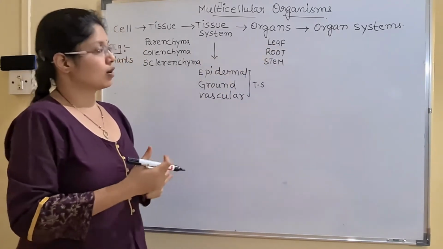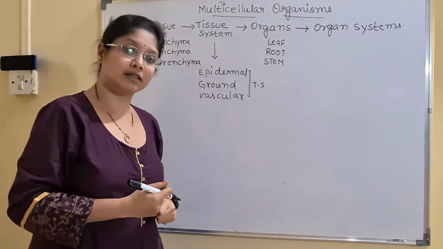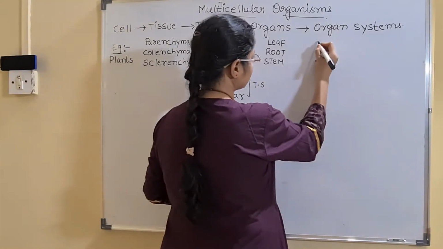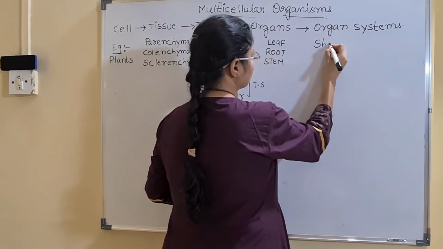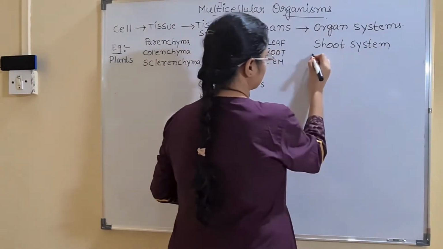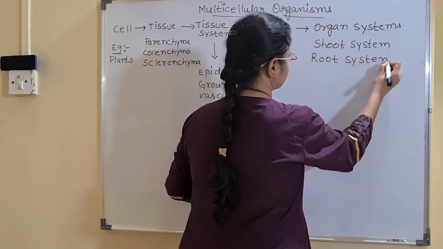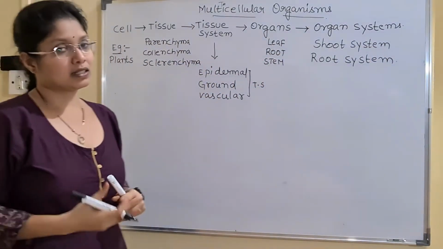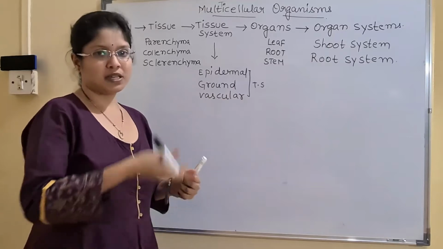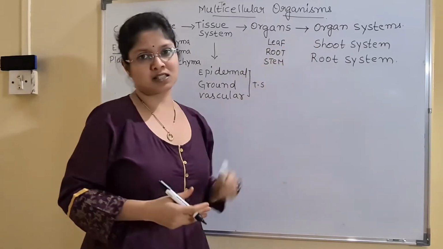After this, all these organs are again coordinated and function to form an organ system. We have only 2 systems in the plant body. One is the shoot system and the other is the root system. The shoot system is nothing but the aerial part of the plant body which is present above the ground, and the root system is present below the soil. So these are the 2 major organ systems present in the plant body.